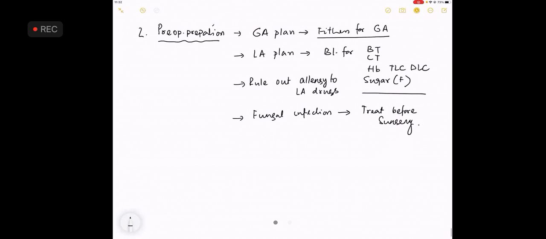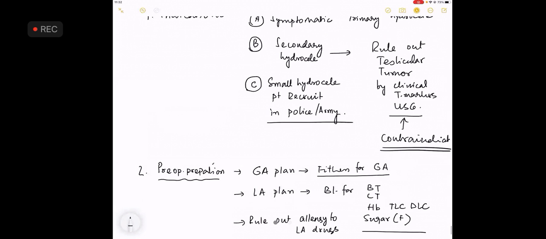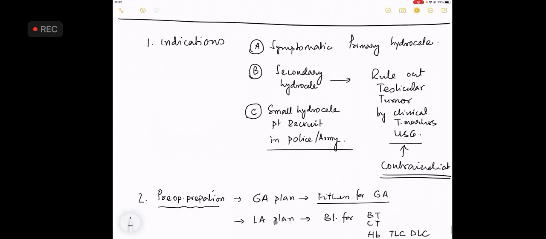Sir, can you scroll up a minute? What is written below clinical and secondary hydrocele? Rule out testicular tumor by clinical examination, tumor markers and ultrasound of the scrotum. Okay, thank you, sir. This is the only contraindication to not operating on a hydrocele.